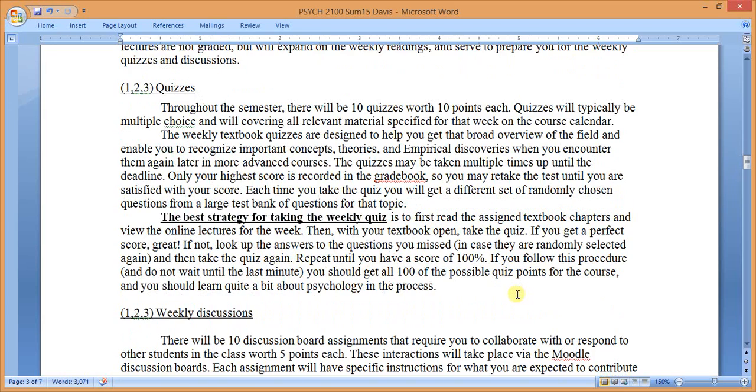The quizzes are worth 10 points each. There are 10 of them. They are multiple choice, and they cover the material from the textbook chapter for that particular topic. Now, I have a really unique way of handling quizzes, and there's a good strategy for quizzes, so I want to go over that with you now.